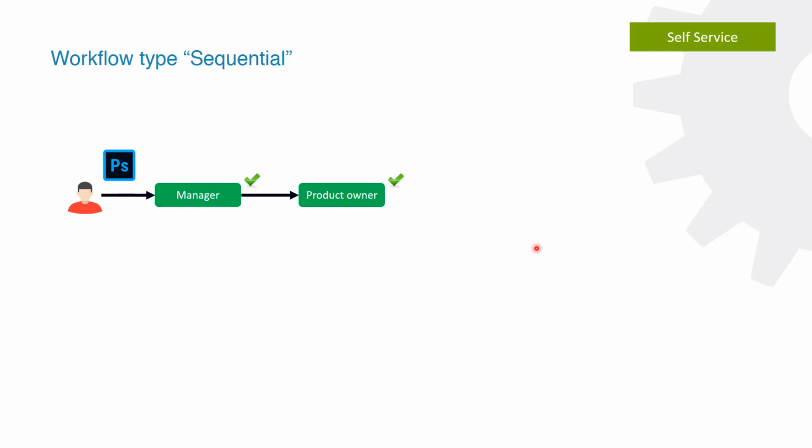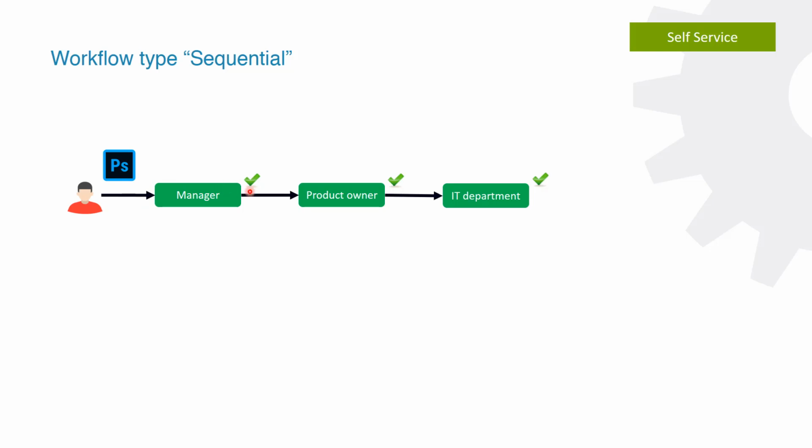The next type is sequential. So it's the any or all, and this is the sequential. And this is the same request, and now it's following a sequence of steps. First the manager needs to approve, then the product owner, that can be the owner of the Photoshop product, and then again somebody from the IT department.